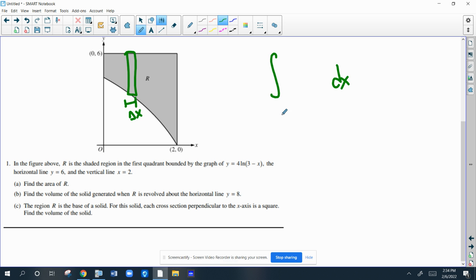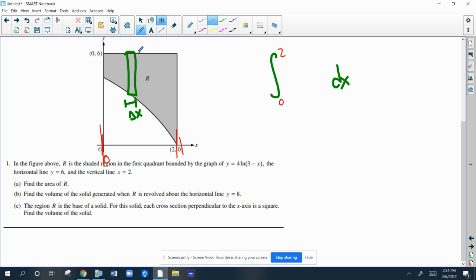But what we're really doing is multiplying the height of this rectangle, which is going to be the top graph minus the bottom graph, times the width, which is dx, and adding them up from here to here. So let's talk about what I mean from here to here. Well, that's going to be this value of x, which is 0, to this value of x, which is 2. So those are your limits of integration.